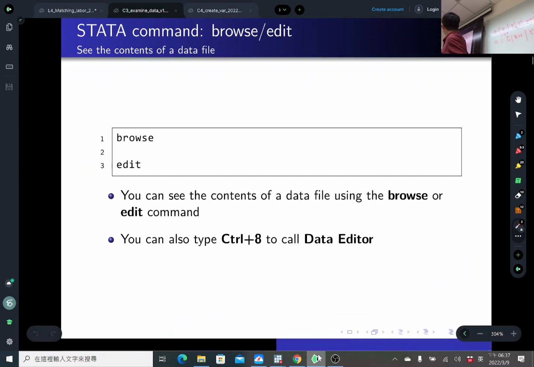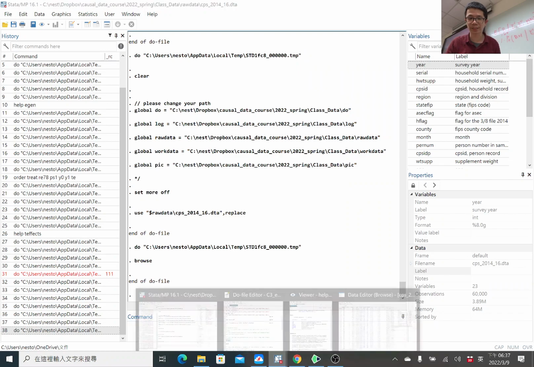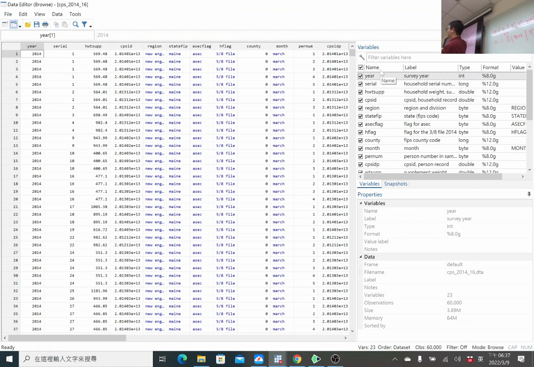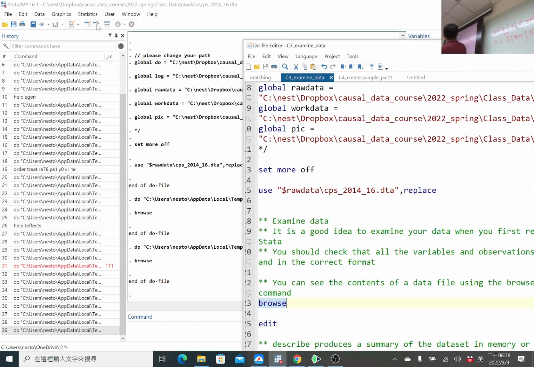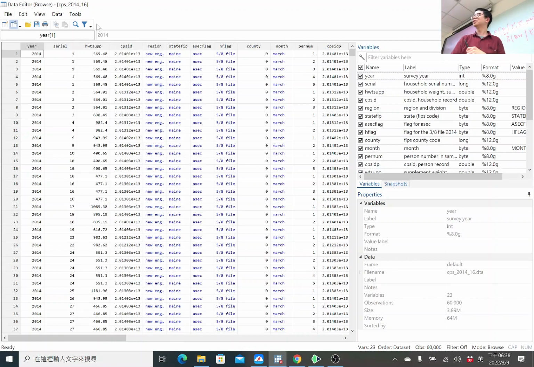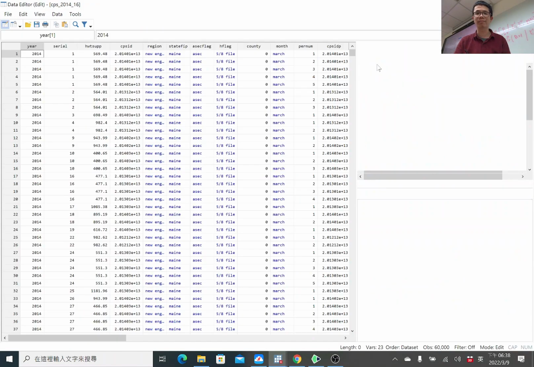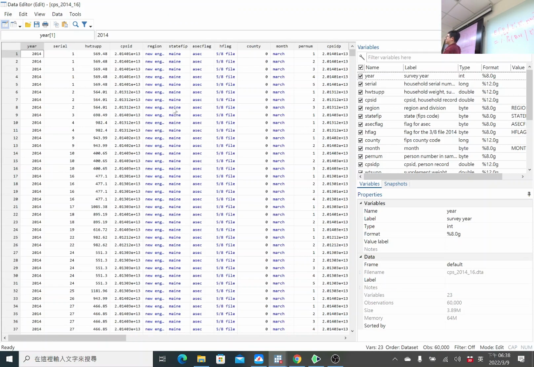Okay. The browse, you just type browse. It will open the data editor. So basically you implement this, and the data editor will come up. I just let you know, you can just do this to open it, but you can also directly open it by clicking here. That does similar things. And edit is the same. Edit is where you can modify the numbers in the data set.